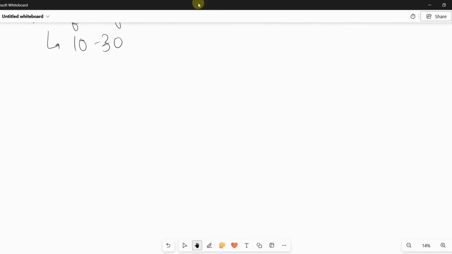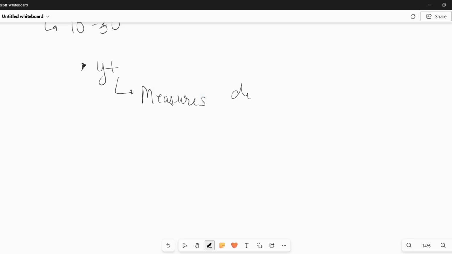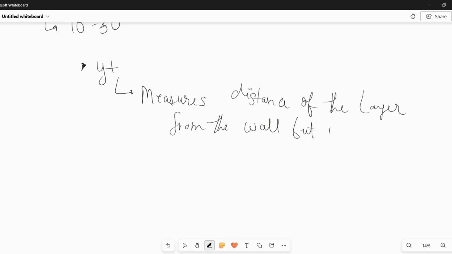Now, the most important parameter, and probably one of the most confused ones as well, is your y plus. So what is y plus? It measures the distance of the layer from the wall, but in turbulent units. Okay, so what does it mean?